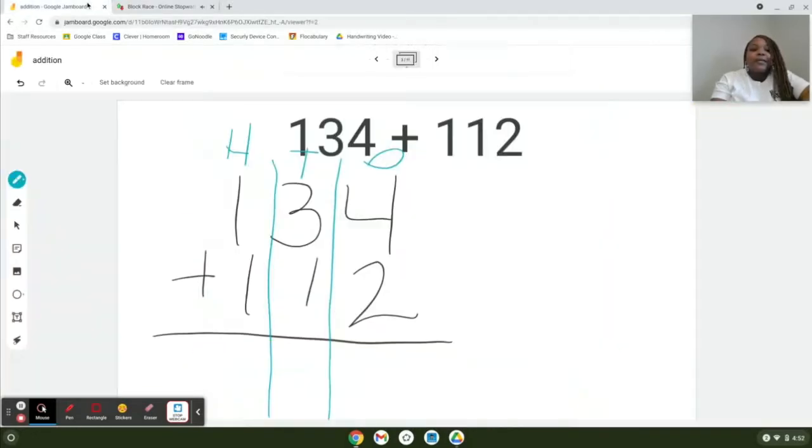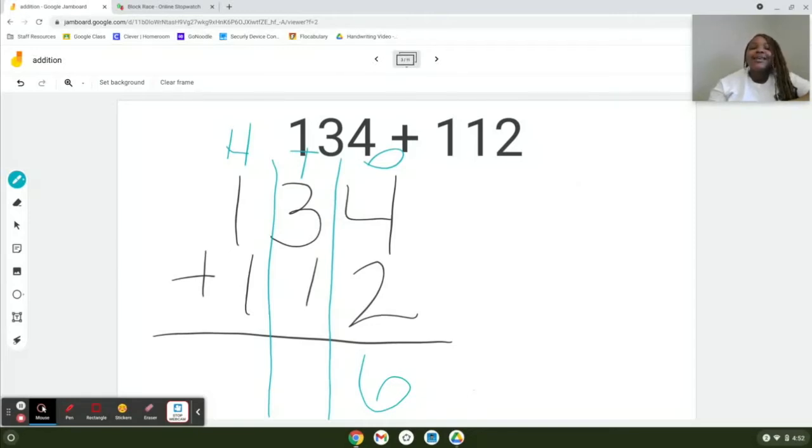All right, our 1 minute is up. Okay, so let's go ahead and solve this together, guys. So looking at our ones section, what is 4 plus 2? Right, 4 plus 2 is 6. So you should have a 6 in your ones spot.